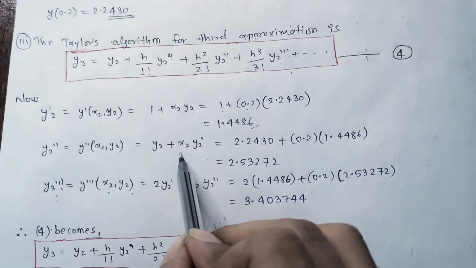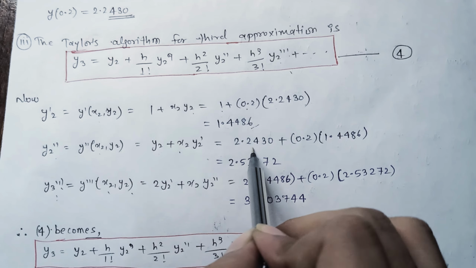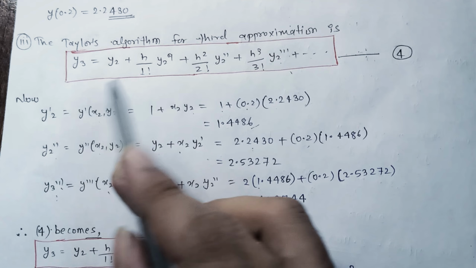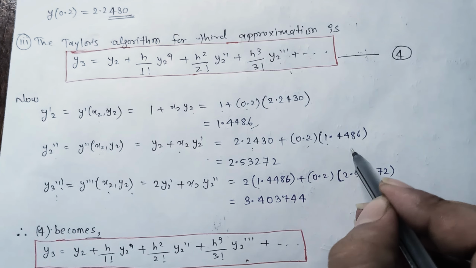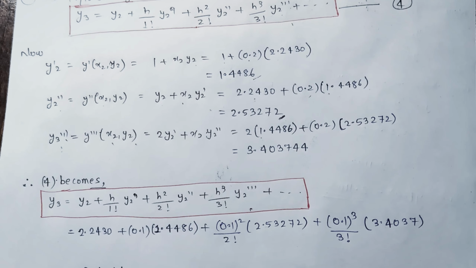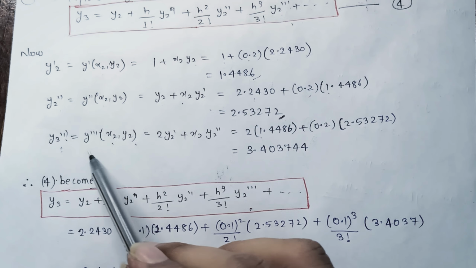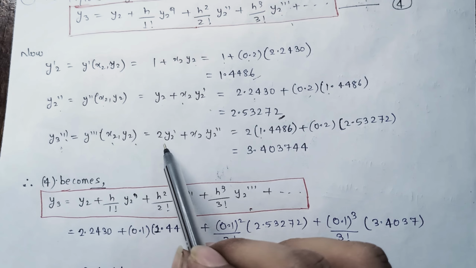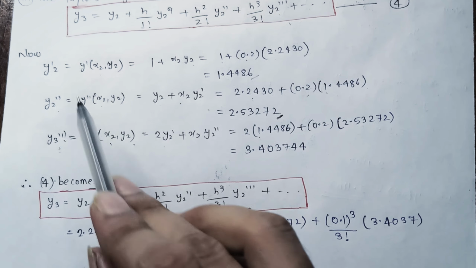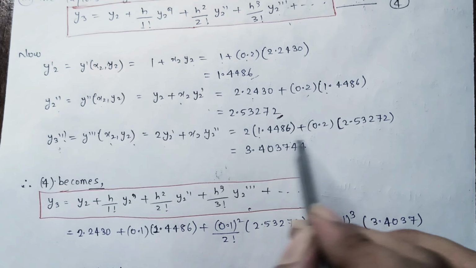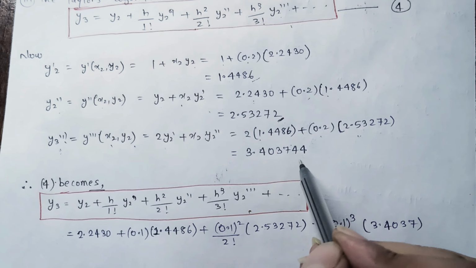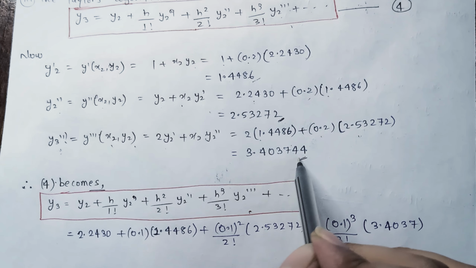Next value is y2 double dash, which is y2 plus x2 y2 dash. So y2 will be evaluated as it is, and x2 will be 0.2, and for y2 dash, in the above approximate value, we get 1.4486. After calculating this with the calculator, we'll get this one. The next one is the same here, and we just put this value: 2 y2 dash plus x2 y2 double dash, and the value of y2 dash will be here, and x2 as it is, and y2 double dash we have just calculated here. So after putting the value, you will get 3.403744.